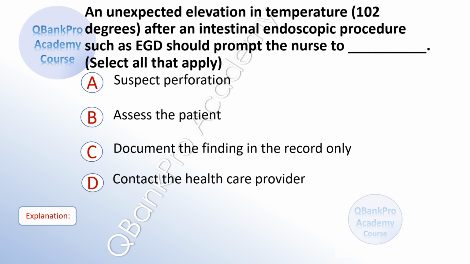An unexpected elevation in temperature, 102 degrees, after an intestinal endoscopic procedure, such as an EGD, should prompt the nurse to select all that apply. A. Suspect perforation. B. Assess the patient. C. Document the finding in the record only. D. Contact the healthcare provider.